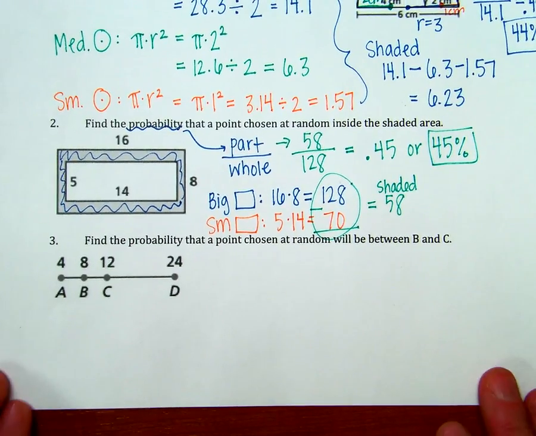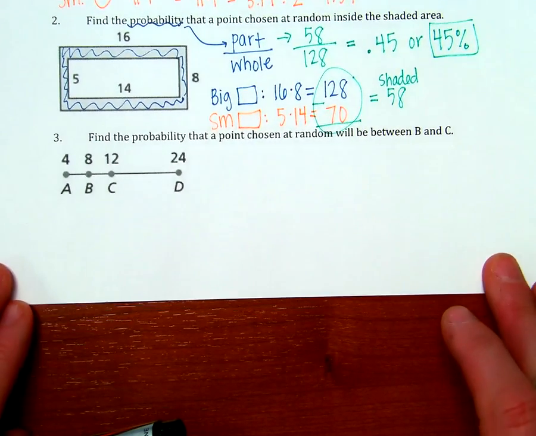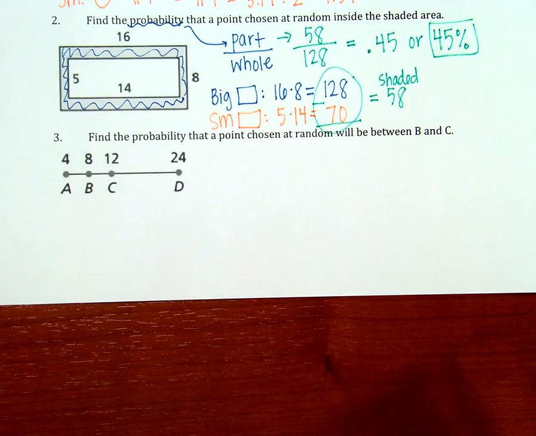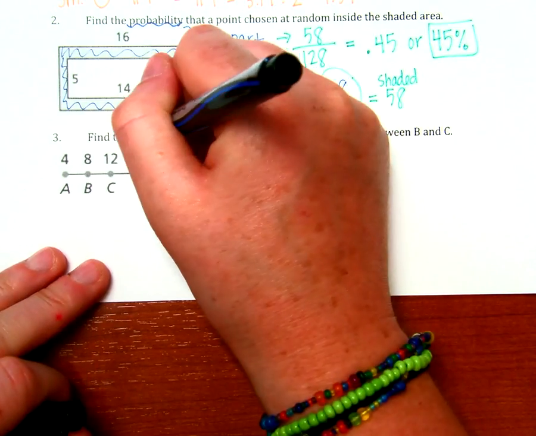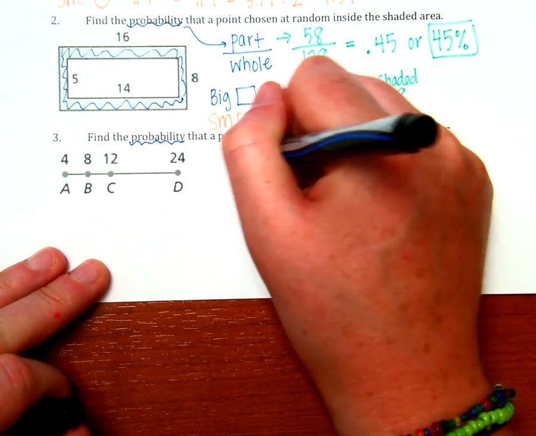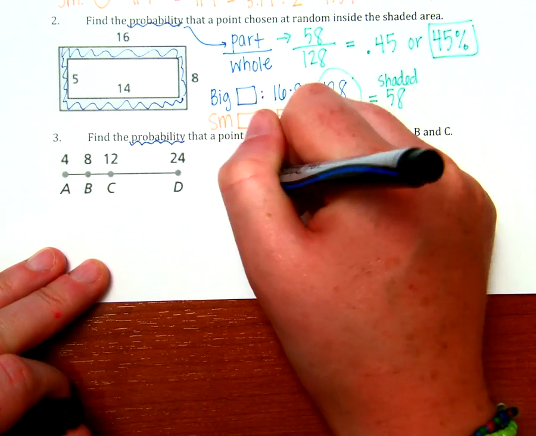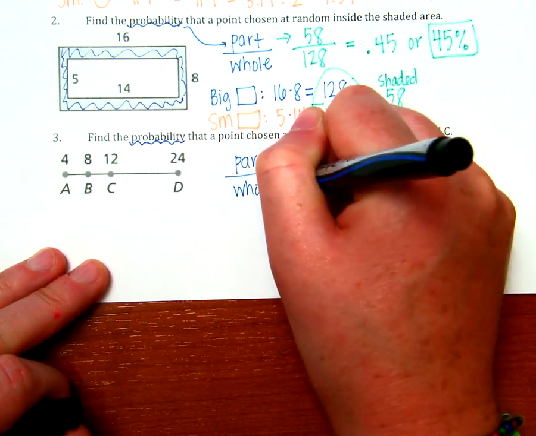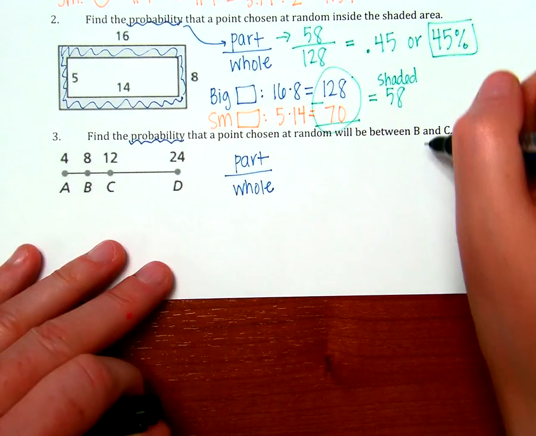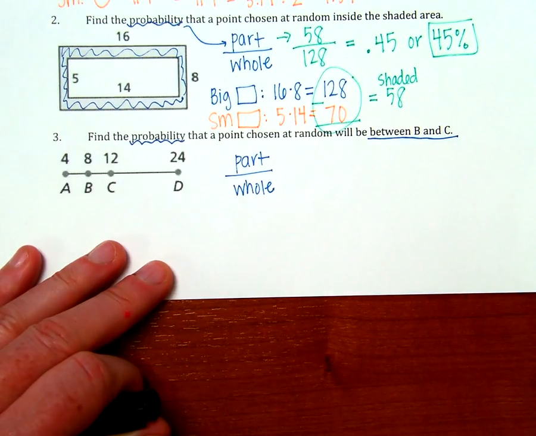All right, last one, guys. Number 3 is a little bit different because instead of being a shape, it's a straight line, which actually makes it a little bit easier. It says, find the probability that a point chosen at random will be between B and C. So again, guys, they're asking for a probability. Just like the other ones, that still means the part that we care about out of the whole thing.